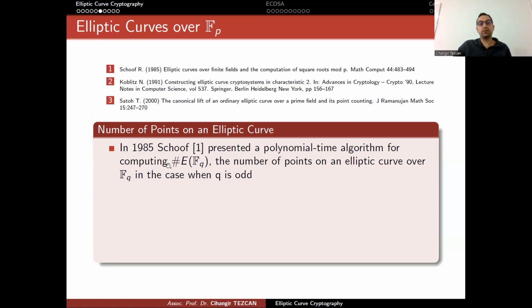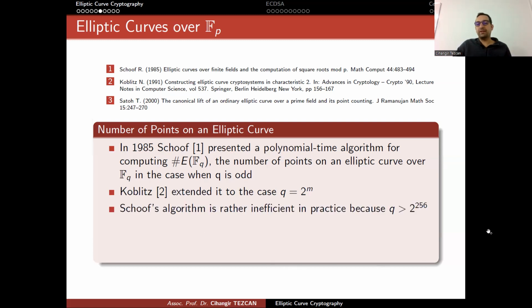So we start with a Schoof paper from 1985. In that paper, he presented a polynomial time algorithm for computing the number of points on the elliptic curve, where the field is defined as Fq, when q is odd. So when q is a very large odd prime, we had a polynomial time algorithm to count the number of points in a very fast way. Koblitz, in the second paper in 1991, extended it to the case when q is a power of 2.